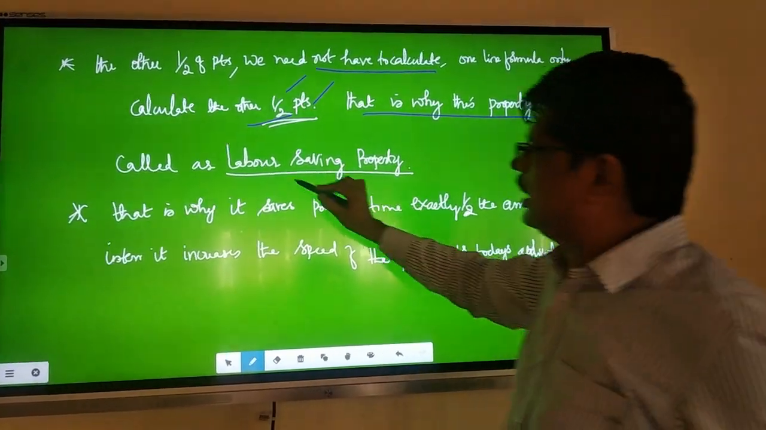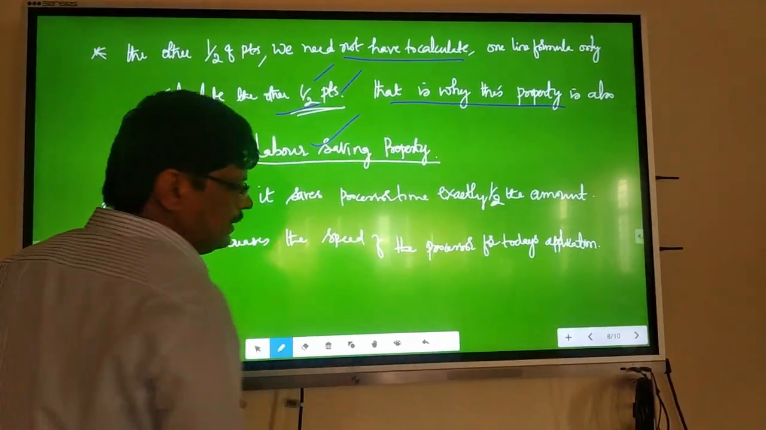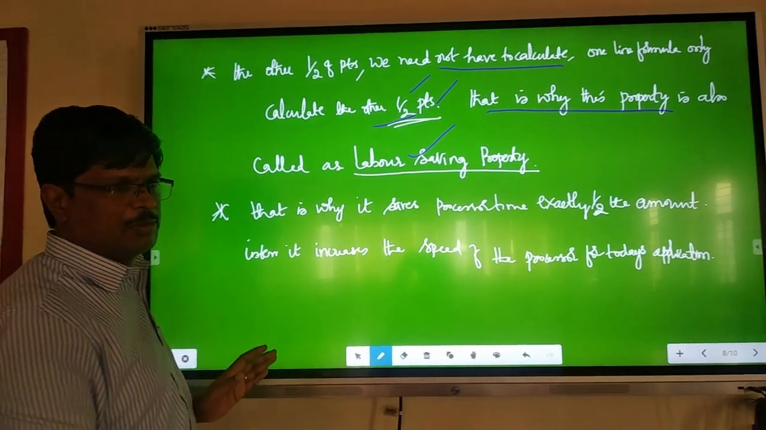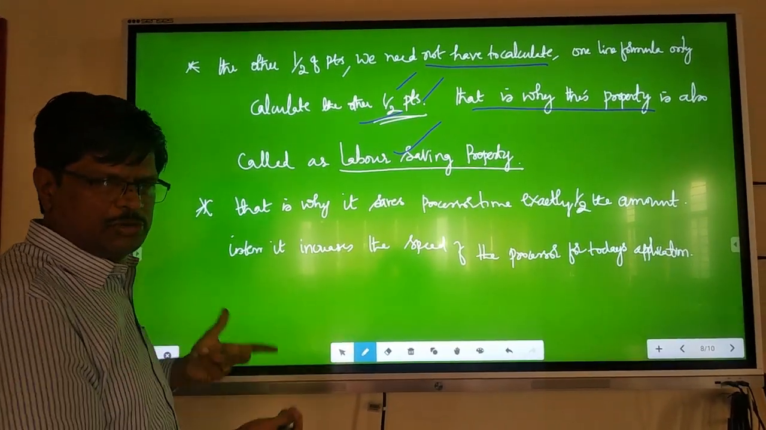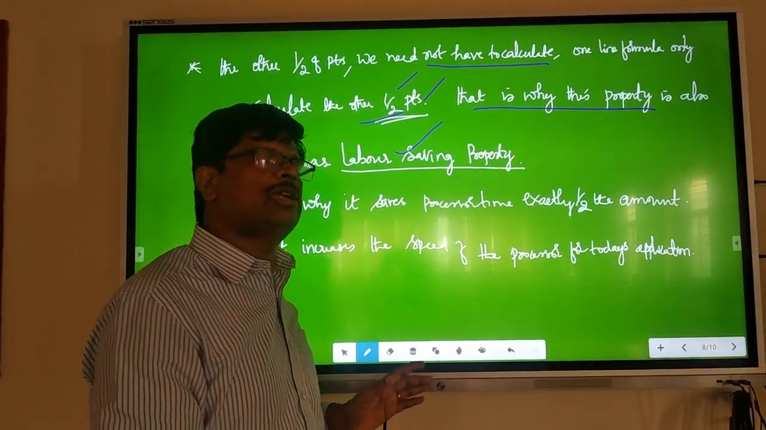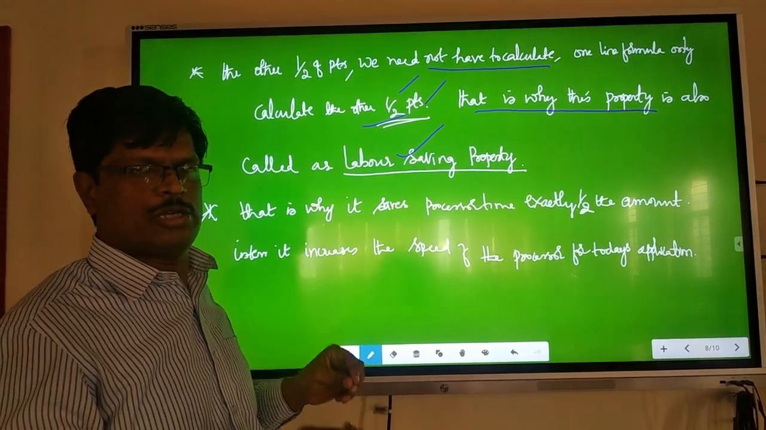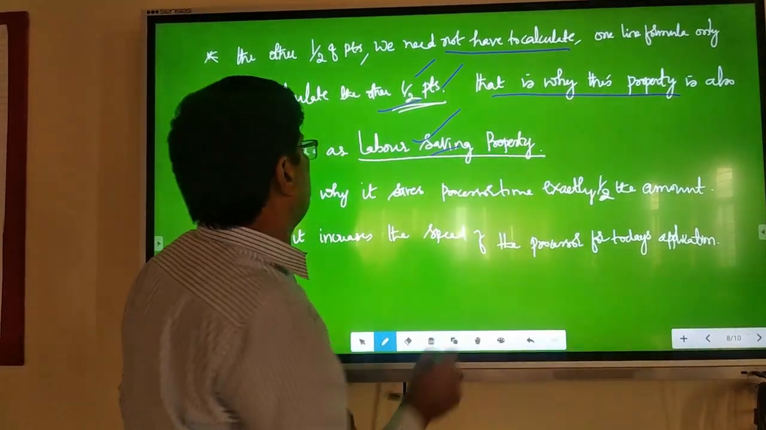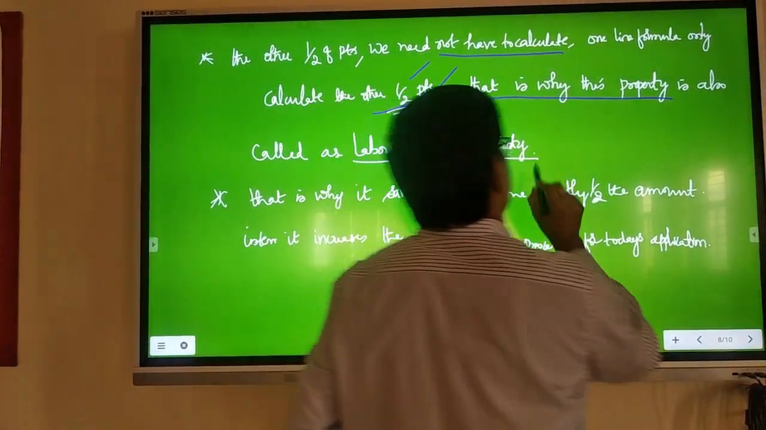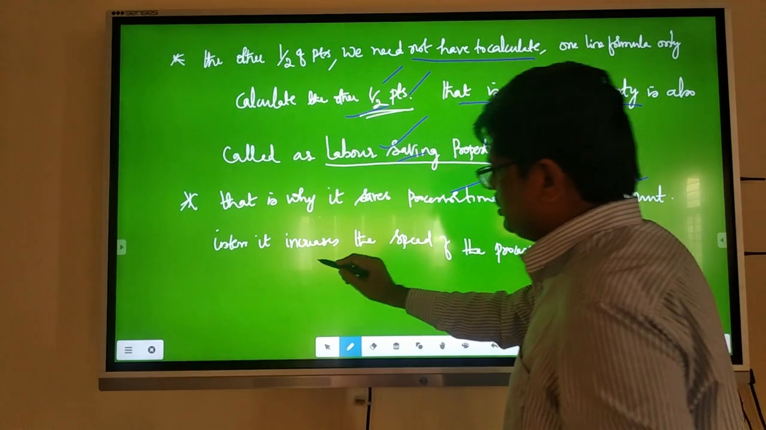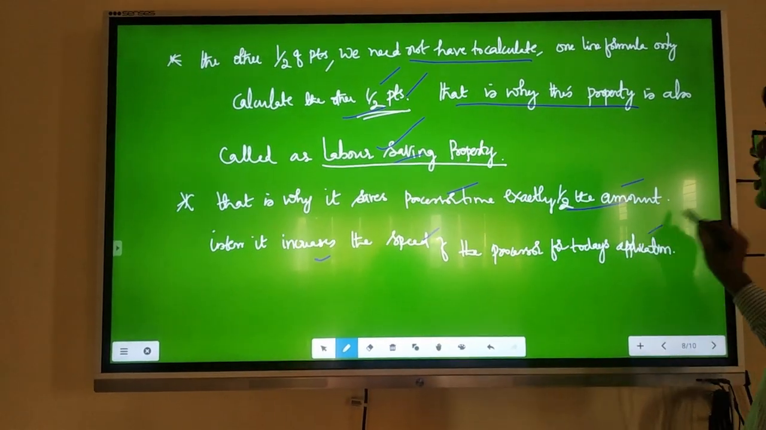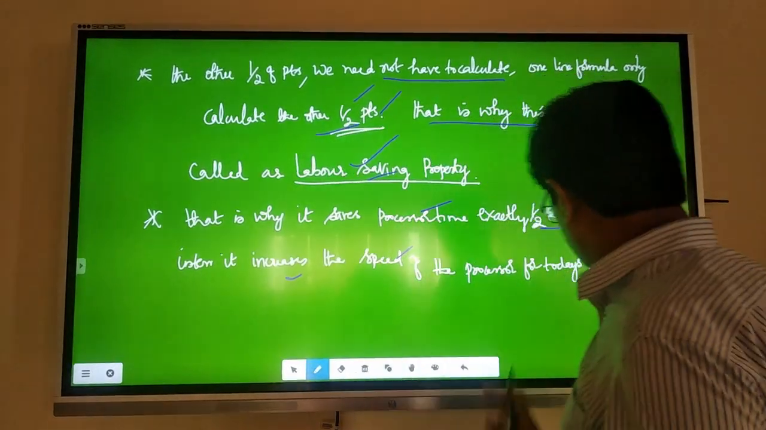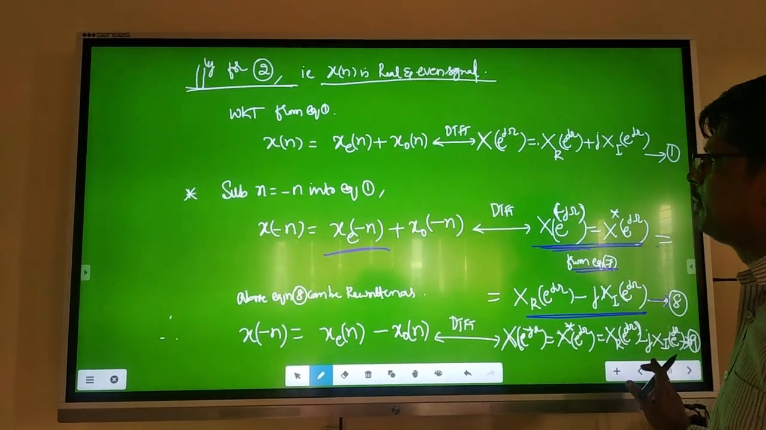That is why this property is also called the labor saving property. That means it saves processor time for the other 8 samples. The first 8 samples, if you calculate them using 2 pages, the other 8 samples you can calculate using 8 lines. Right? That's why this is called the labor saving property. It saves processor time exactly half the amount, which increases the speed of the processors for today's applications. That is why the symmetric property is very, very important in today's applications.